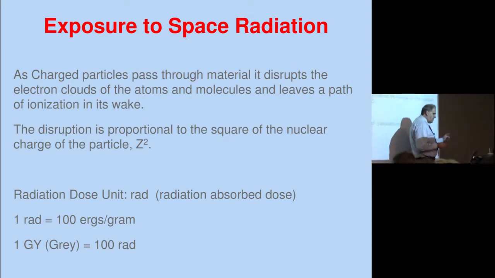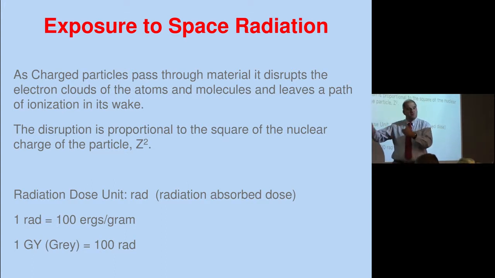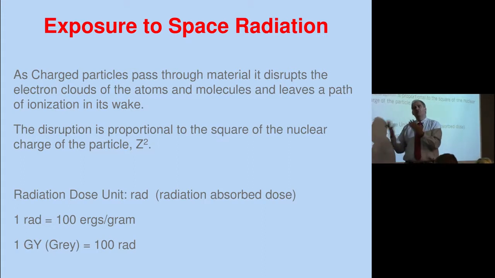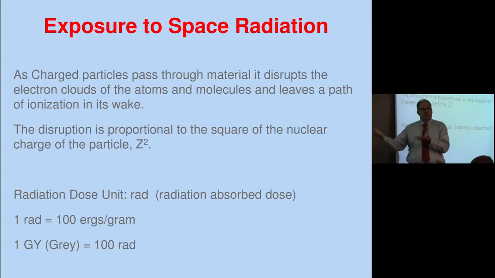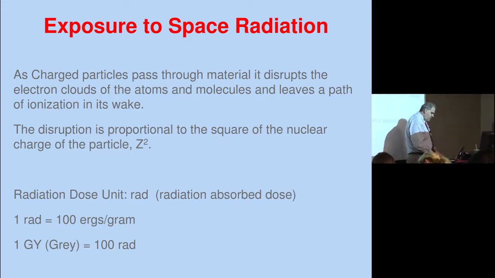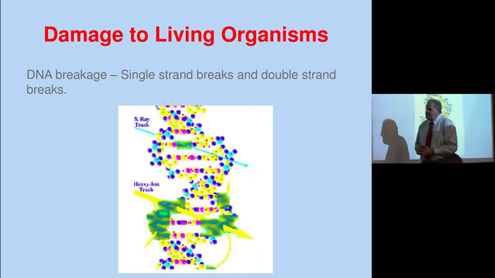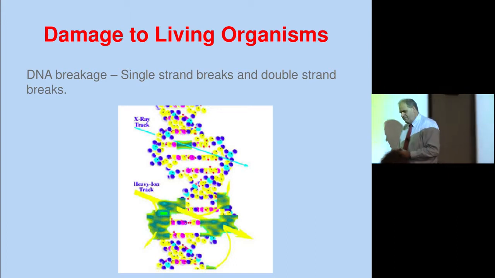So something that has a large amount of energy loss per gram has a lot of radiation absorbed dose, and you're going to accumulate that dose in materials as a result of these particles passing through every square centimeter per second of material, depositing their energy in that material. For living things, the bad thing is disrupting DNA.